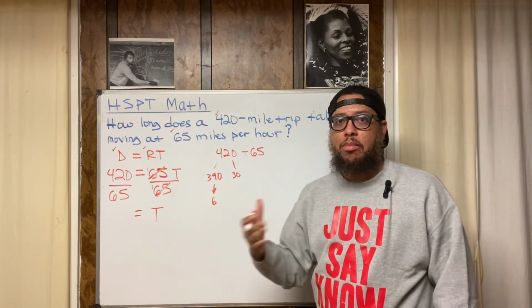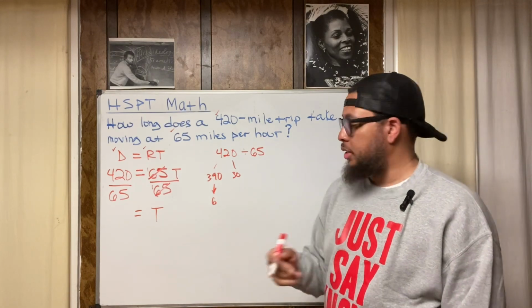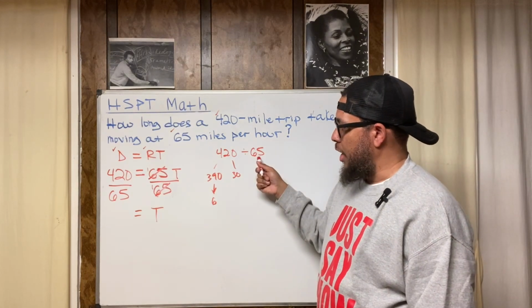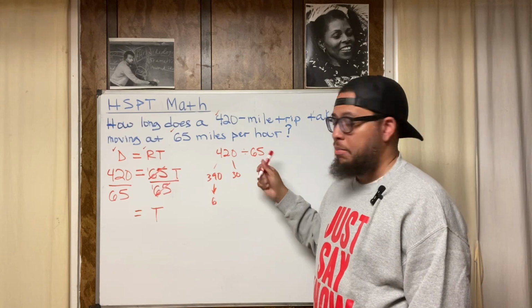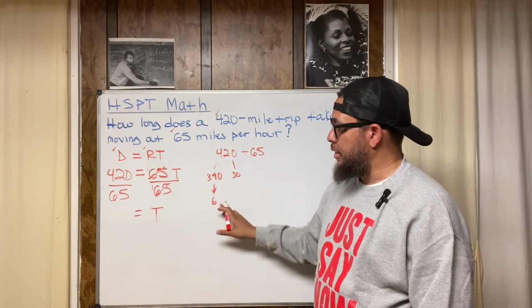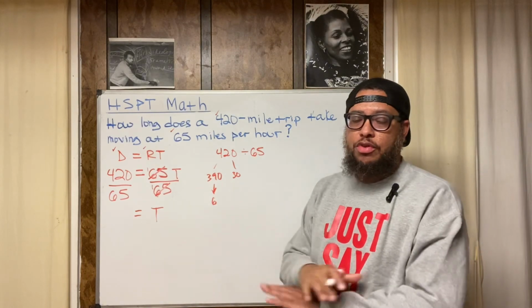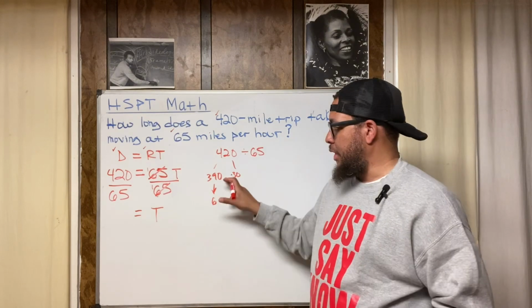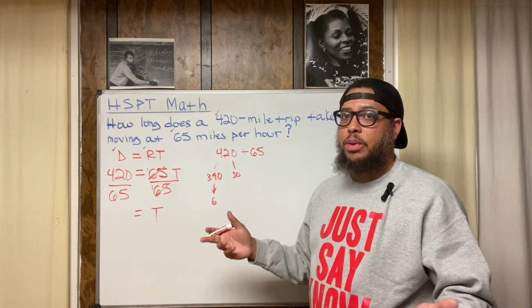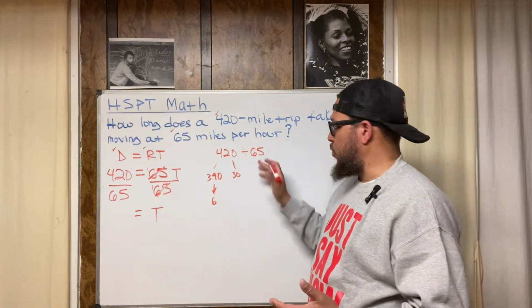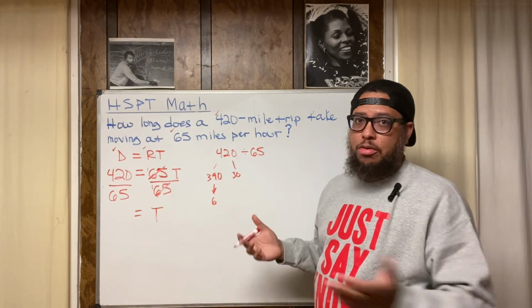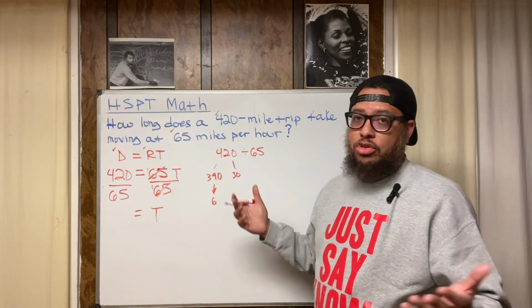Now, why did I break it into 390 and 30? Because 390 is a multiple of 65, meaning I can multiply 65 by 6 and it will equal 390 with no remainder. That means 390 is a multiple of 65. Now, how did I know that? I just experimented. I just said, well, what's 65 times 6? I didn't already know that before I started this problem. And I tried it. I see what happened.